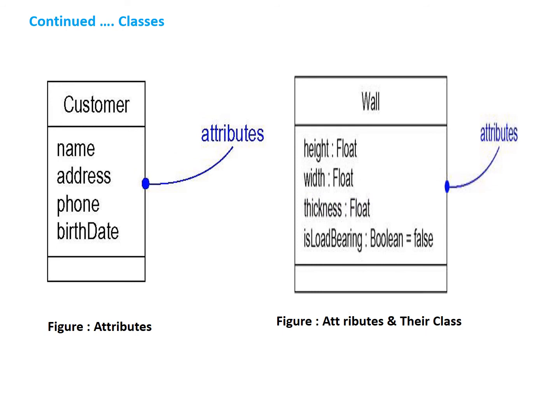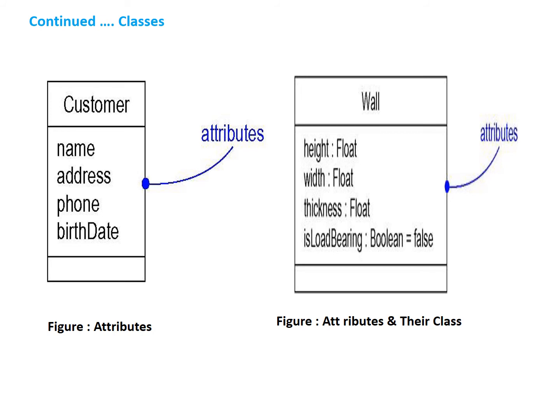An attribute is a named property of a class that describes a range of values that instances may hold. Graphically, attributes are listed in a compartment just below the class name. As shown in the figure, name, address, phone and birthDate are the attributes available in the Customer class.